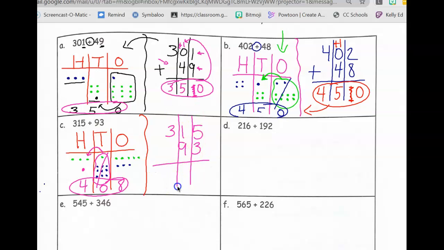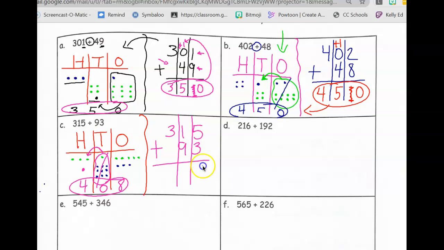Draw your place value lines, division lines. That way you can add up and keep everything in place. Eventually you can take those away, but when I'm teaching face-to-face in class, we always draw that in the beginning to help us line everything up.